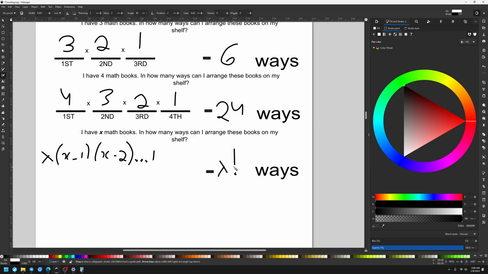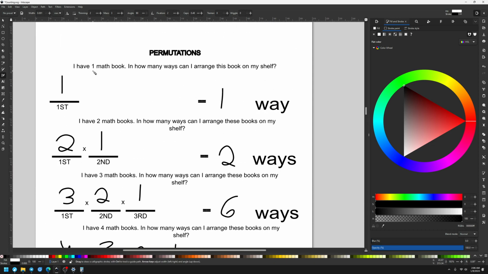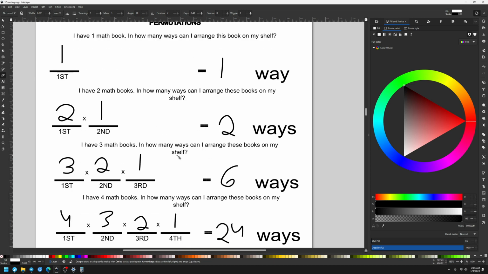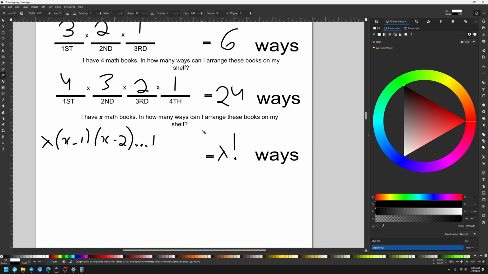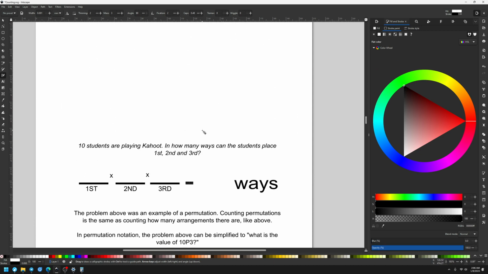So a factorial is when you multiply a number by all the numbers that go before it. So here, the answer is 1 factorial, the answer is 2 factorial, then 3 factorial, 4 factorial, now x factorial. Okay. Let's go on to some more permutation problems.